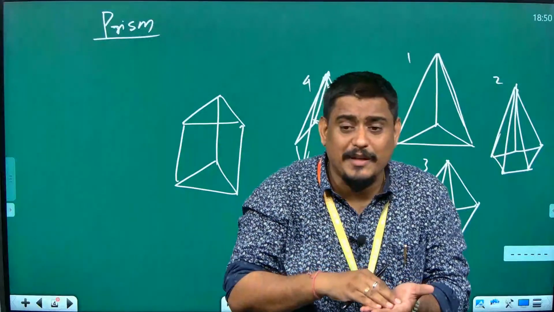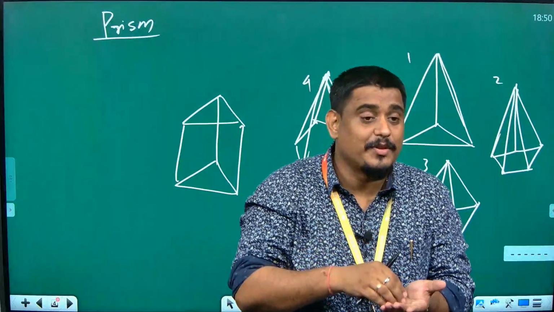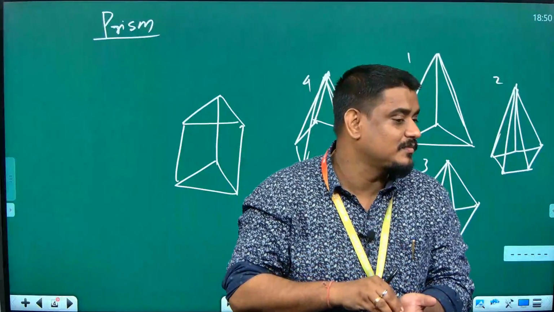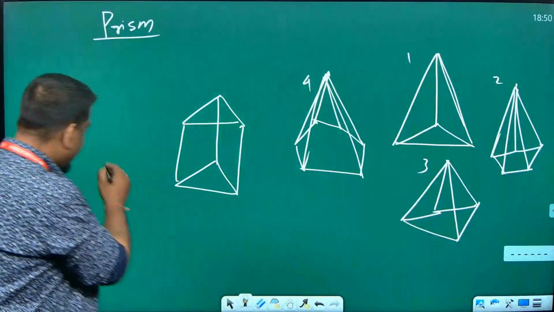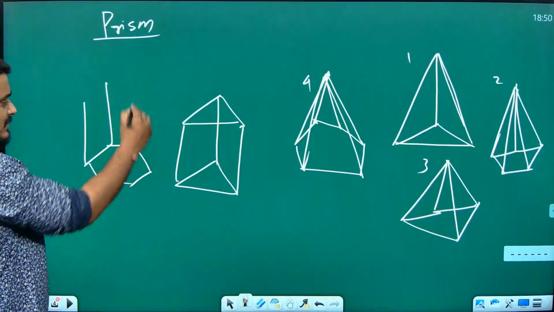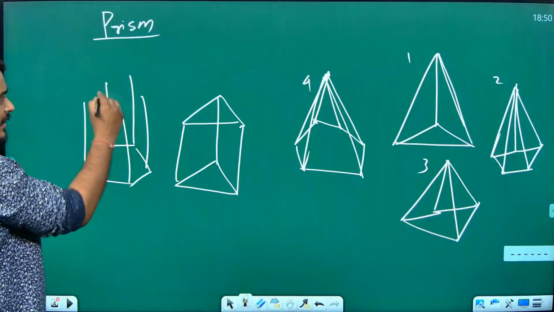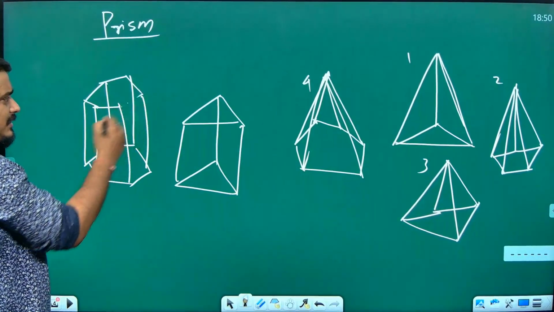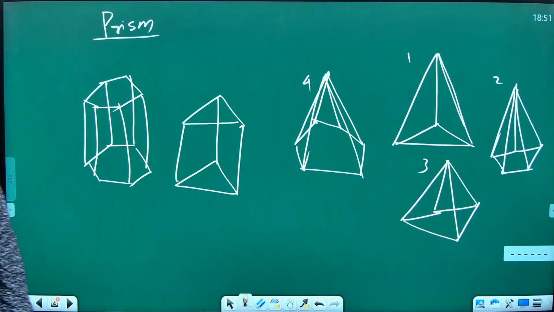So cube also is a pyramid. Sorry, prism. Cuboid also is a prism. If I draw a hexagon and if I raise like this and I draw again a hexagon, this is also a prism. Are you getting my point?